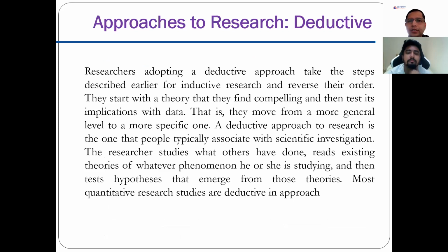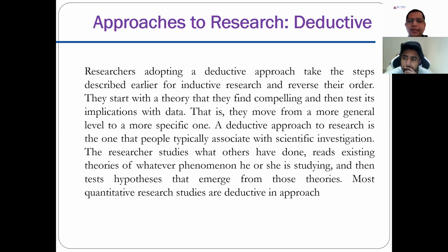There's another approach which is known as deductive or quantitative. A researcher adopting a deductive approach takes the steps described earlier for inductive research and reverses their order. So as I mentioned earlier, in inductive, you start with the interviewing, collecting data. Then you identify the problem. Whereas in deductive, it's opposite. You identify what is the problem first. Then you are collecting data. They start with the theory, then its implication with the data. That is the move from a more general level to a more specific one, right?